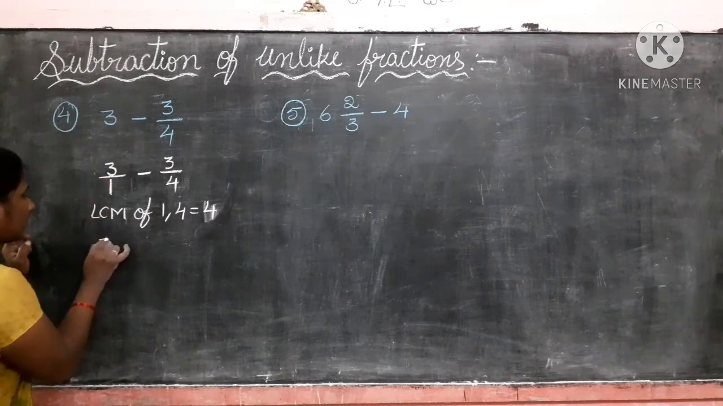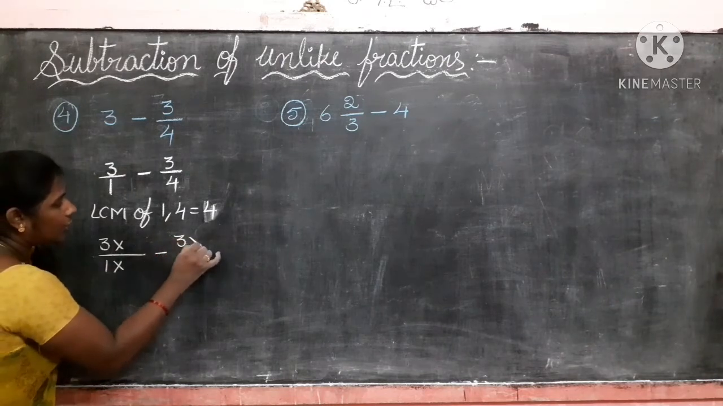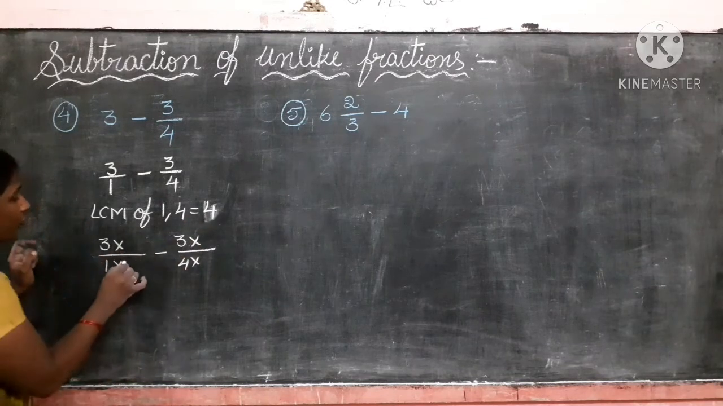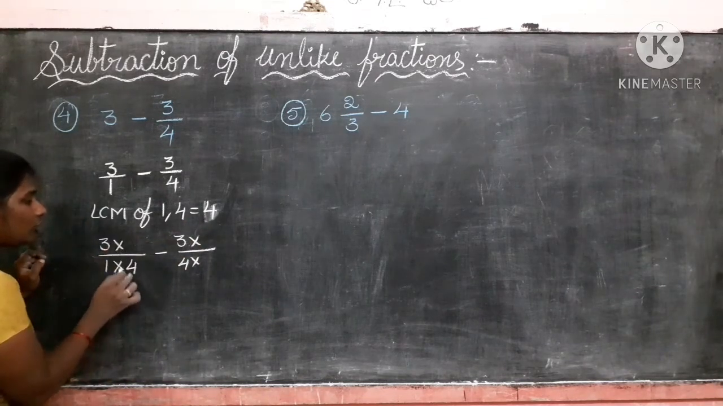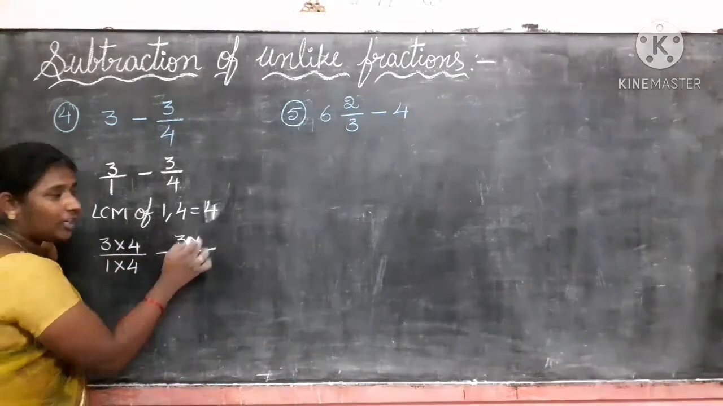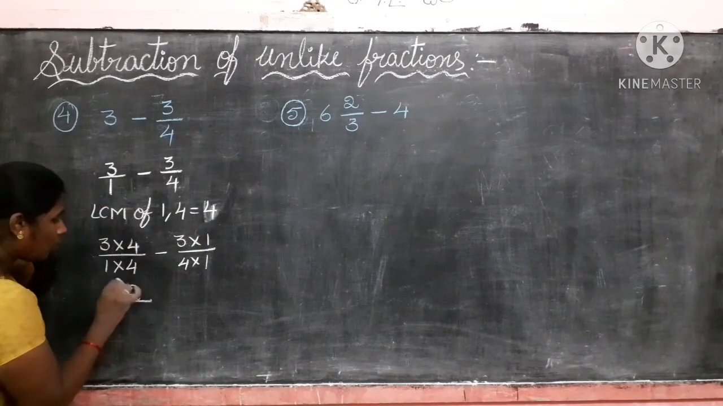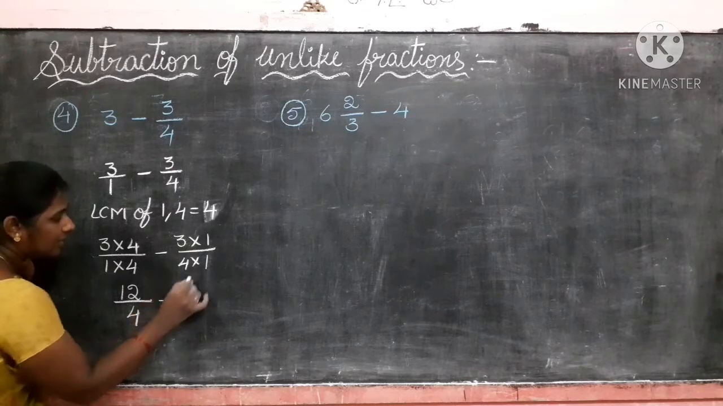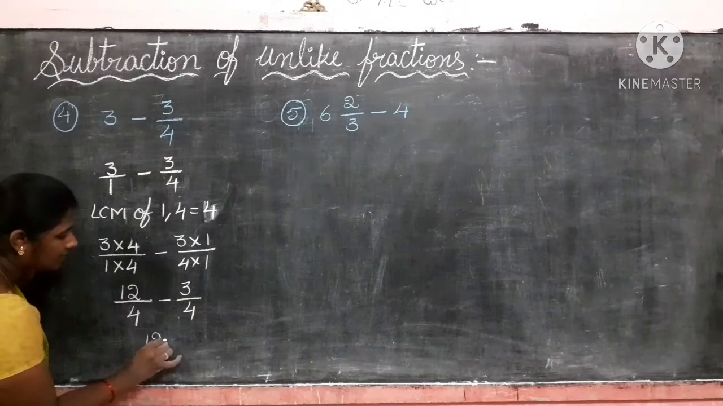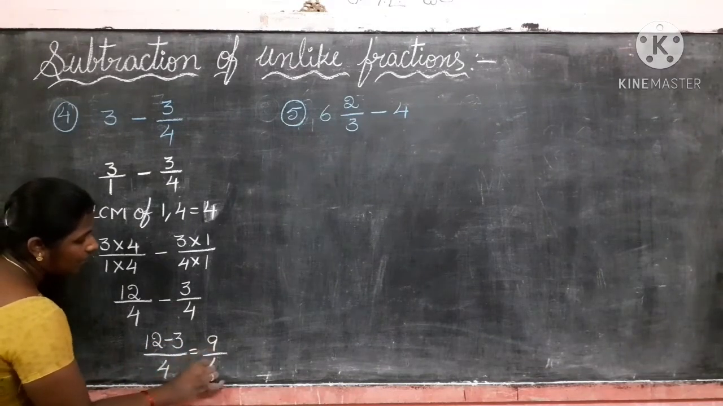Now the first fraction 3 by 1 minus the second one 3 by 4. This 1 table 4, how many times? 4 times. 1 4s are 4. So both the numerator and denominator we have to multiply with 4. Next, here the denominator is 4. 4 table 4, 4 1s are 4. 3 4s are 12 by 1 4s are 4 minus 3 1s are 3 by 4 1s are 4. Now 12 minus 3 by 4. 12 minus 3 is 9 by 4.